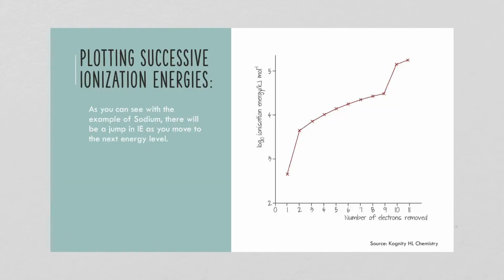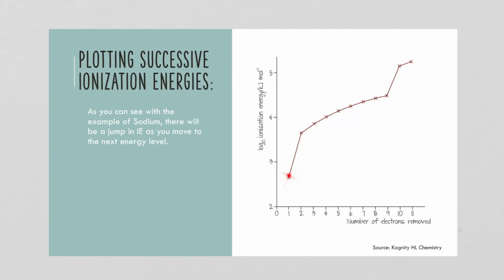So we can also plot successive ionization energies on a graph. And you can see here with sodium as our example, there'll be a bigger jump of ionization energy as you move to the next energy level. So when sodium lost its first electron, the second electron's in the next energy level, there was a big jump. And then it still increases, but the jumps aren't as large until you get to the next energy level.